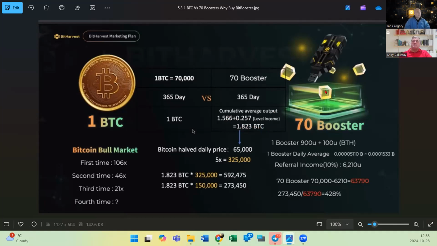I like how Wendell brought this up. Next year, you'll still have 70 boosters. And you make another 1.823 Bitcoins. The year after that, you still have 70 boosters. Well, I won't. I would have more. But you might. You might have only 70 boosters, and that's okay. And it'll make you another 1.823 Bitcoins.